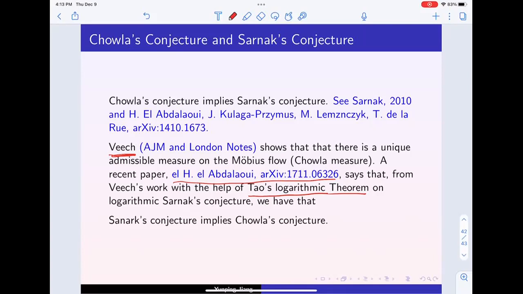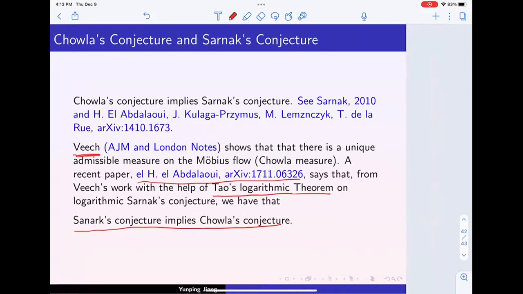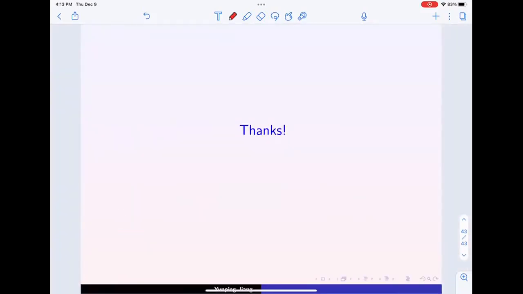So this one said, okay, you combine these two results together, you can really say the Sarnak conjecture implies the Chowla conjecture. Someone said, okay, that should be true, but for me, I still try to understand this one. So that means the Chowla conjecture and the Sarnak conjecture are really equivalent. That's why we are interested in this conjecture too, right? Okay, so I think that's my last slide. Great. Thank you. Thank you very much.